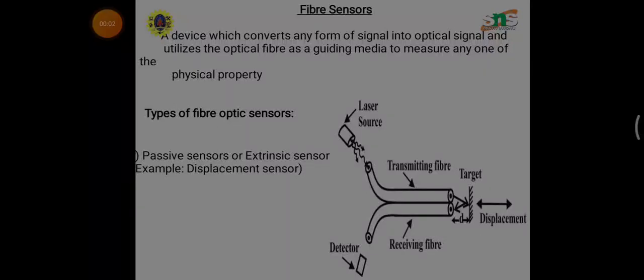So welcome. Now we discuss fiber optic sensors. An optical sensor is a transducer which converts any form of signal into an optical signal in a measurable form. Here optical fibers are used as the guiding medium and hence are called a waveguide. So, the basic block diagram.